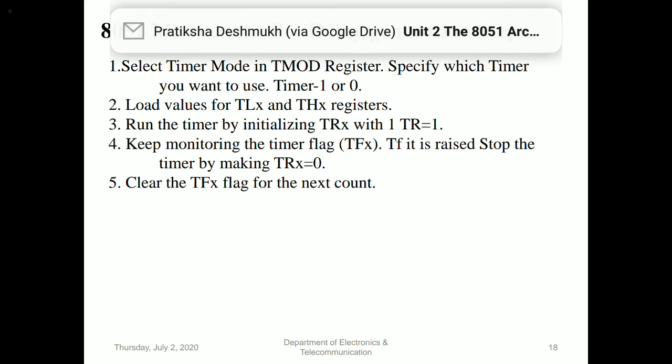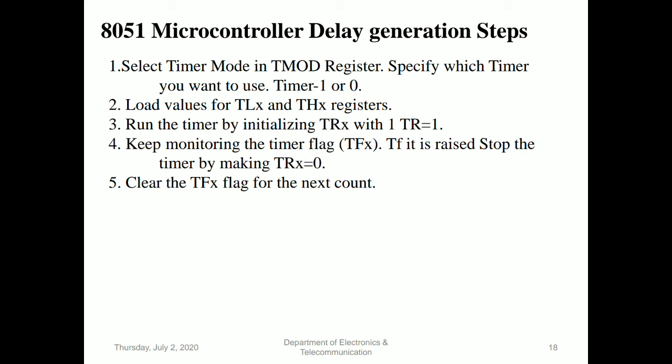After that, you have to keep monitoring the status of the TF flag, either TF0 or TF1. When it reaches the maximum count plus 1, it will generate an overflow signal by setting the TF flag. Whenever we receive the TF flag, you have to stop your timer by clearing the TR bit, and then the next cycle is to be continued.